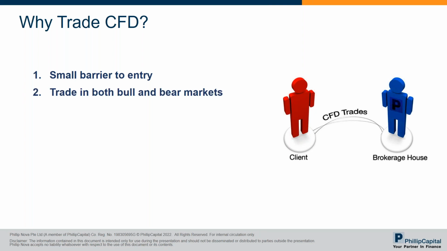Secondly, you are able to trade both bull and bear markets. In a stock market, if you buy a stock, you are hoping for it to appreciate. In CFD, you can buy the contract if you hope it will go up, and you can also sell the contract when you believe it is going down. So you can go bi-directional with your trade. No matter whether the market is going down or up, as long as there is volatility, there is a chance to make a profit through CFD.